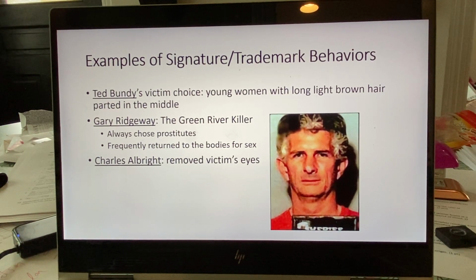Okay, the other thing I want to mention, and we'll talk a little bit about profiling and what makes a profiler. There's a lot of people out there calling themselves profilers that are not profilers. So we'll talk about how you can tell if someone is the real deal or not. But my point is, when profilers, or I'm not sure if it was a forensic psychiatrist, interviewed Charles Albright, they asked him, why did you remove the victim's eyes?